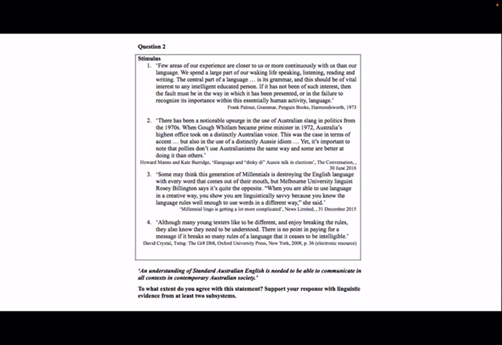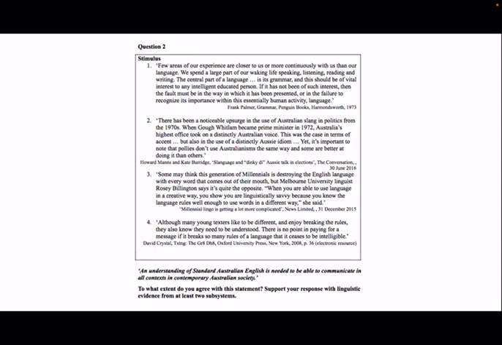Some may think this generation of millennials is destroying the English language with every word that comes out of their mouth, but Melbourne University linguist Rosie Billington says it's quite the opposite. When you're able to use language in a creative way, you show you are linguistically savvy because you know the language rules well enough to use words in a different way, she said. And finally, the last one.